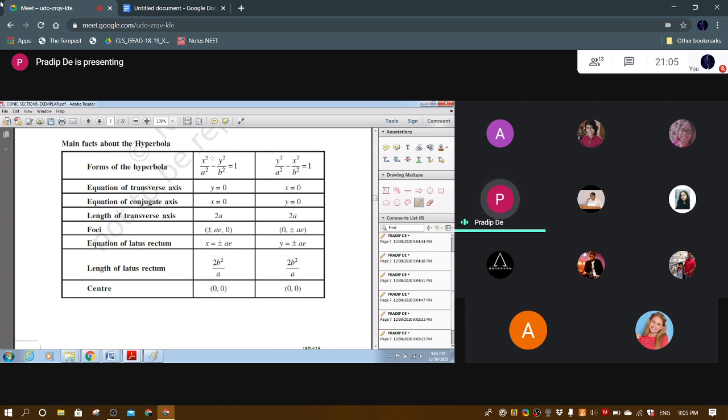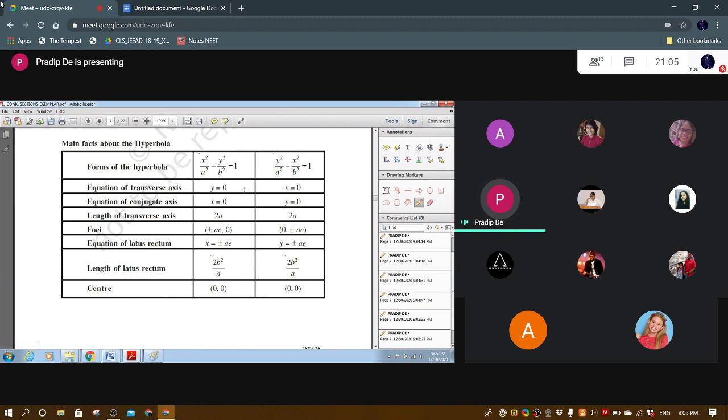And if we interchange x and y, that is y square upon a square minus x square upon b square equal to 1, then the transverse axis lies along the y-axis, center at the origin. Then this is the equation. You see, x and y are interchanged. Now it is y square upon a square minus x square upon b square equal to 1. So there will be change everywhere.